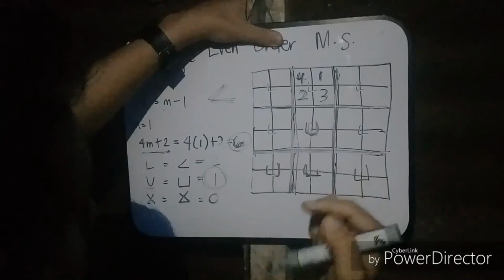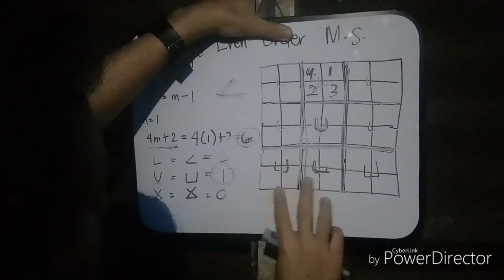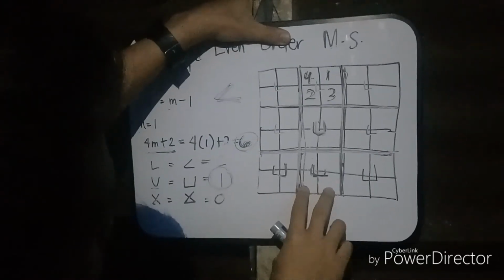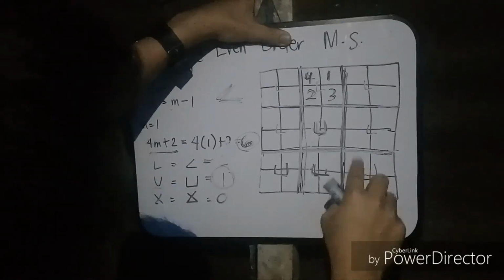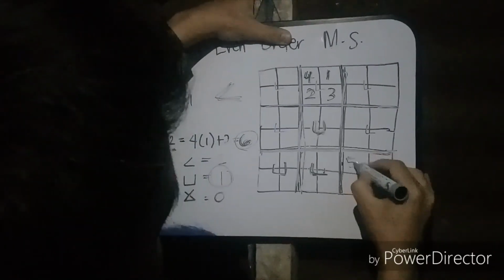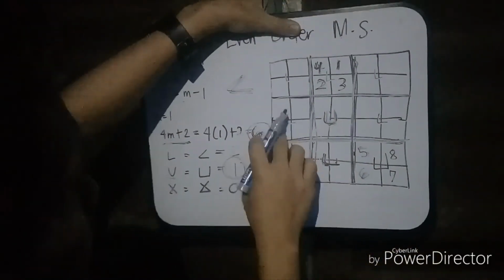Just the same as that method, we move upward once and to the right once. If we move this cell upward and to the right, here, this would be the next cell we're going to fill in. The pattern here is U. So our number 5 would be put here, number 6 here, number 7 here, number 8 here. Next, up and to the right, so here. This would be the next cell.